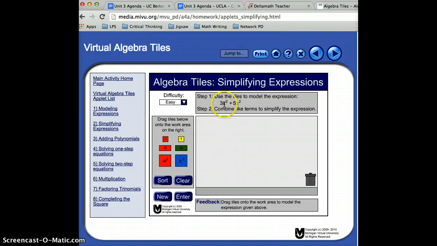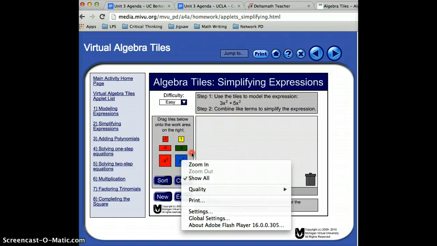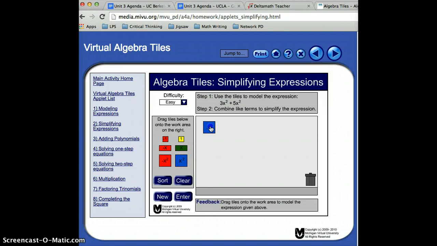Okay, look, here's one with the x squared terms, right? So these work just like our x's. I have 3 x squareds that are positive. So I'm going to grab, this is the positive 3x squared, right? 2x squared, 3x squareds. And then it's positive 5x squared. So I'm going to grab another 5. 1, 2, 3, 4, and 5. And these are all like terms, right? So if I add them all together, because there's no 0 pairs, I get 8x squared.